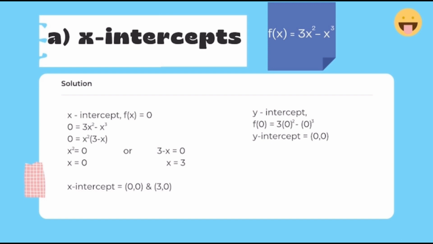After doing this, we will get the x values, which are 0 and 3. Then we substitute the x values into the function to get the coordinates of each x value. So the x-intercepts are the coordinates (0, 0) and (3, 0).